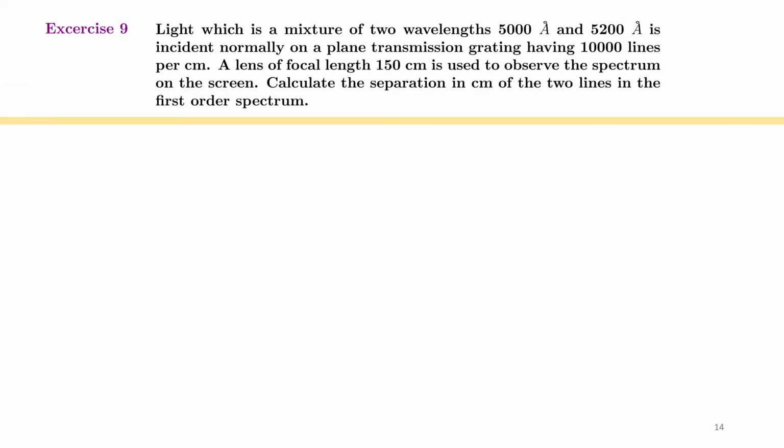Exercise 9. Light, which is a mixture of two wavelengths 5000 angstrom and 5200 angstrom, is incident normally on a plane transmission grating having 10,000 lines per centimeter. A lens of focal length 150 centimeter is used to observe the spectrum on the screen. Calculate the separation in centimeter of the two lines in the first order spectrum.